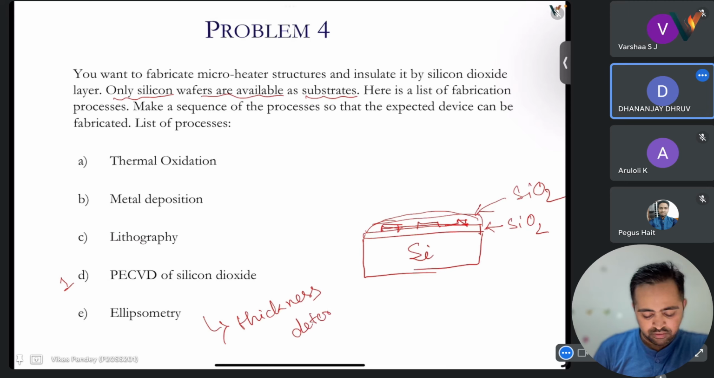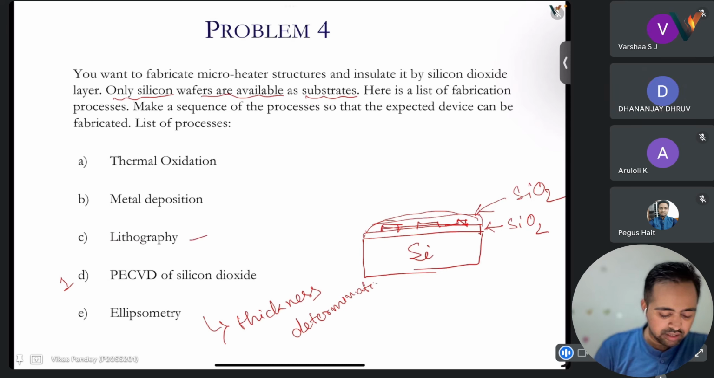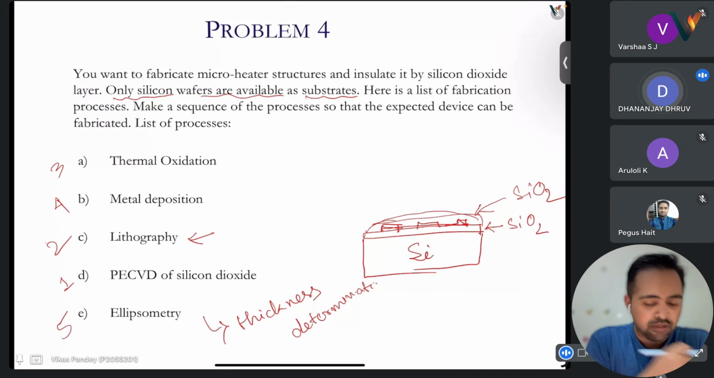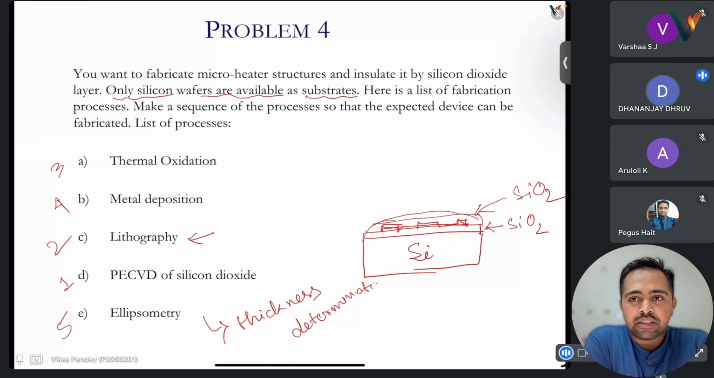And lithography, then thermal oxidation, metal deposition. PECVD, then lithography. Lithography will be two. Then thermal oxidation, then metal deposition, and this is then the sequence, then ellipsometry. Okay, anyone else? I think so. Yes, fine. Anyone else?